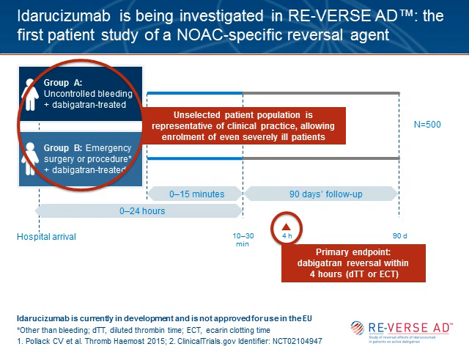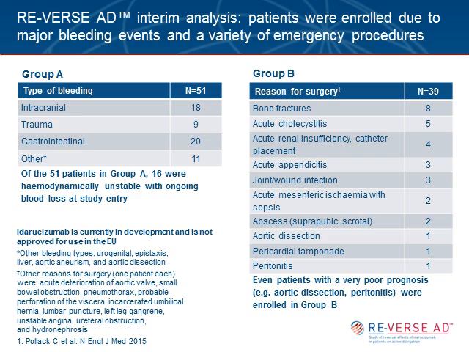It was tested in the RE-VERSE AD trial, which is the first trial with a specific reversal agent, which tested the patients in two groups. One are patients with uncontrolled bleeding treated with Dabigatran. The other are patients on Dabigatran planned for emergency surgery. What can we see from the results of this trial, because there are many?